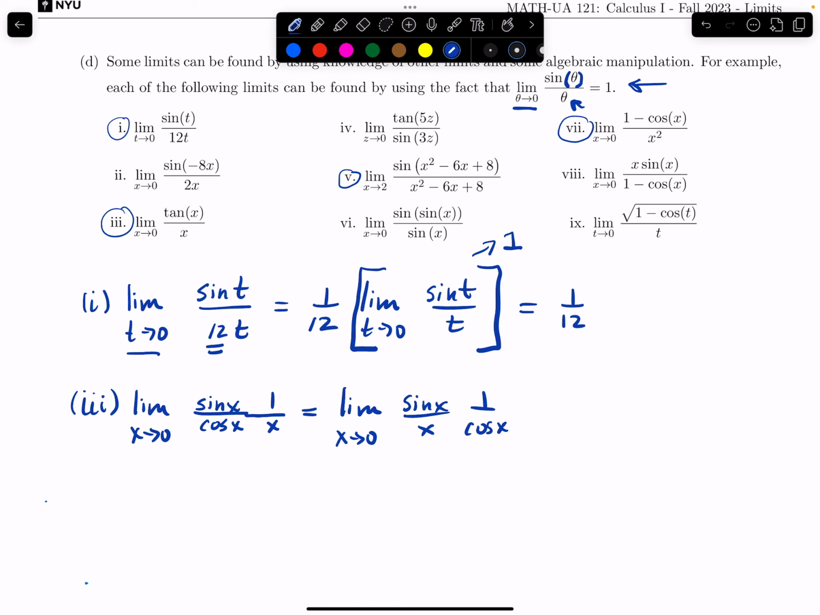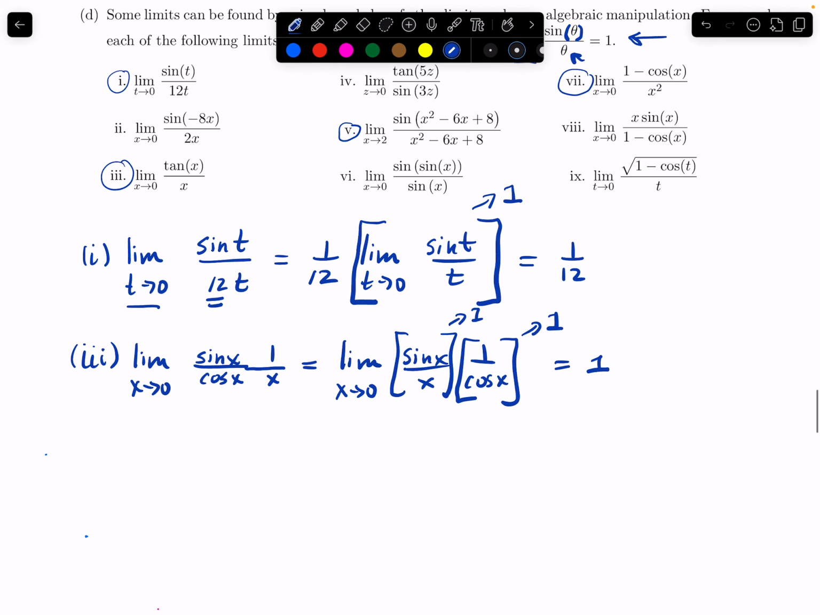And here it's important to remember that as x goes to 0, cosine of x goes to 1. So this thing right here goes to 1. And here's our special limit. That one goes to 1. So our final answer here is 1.